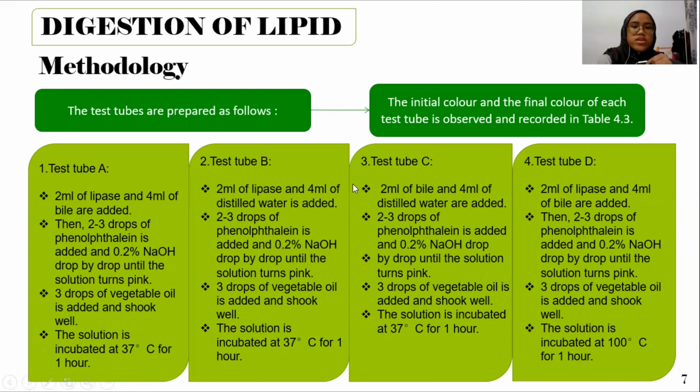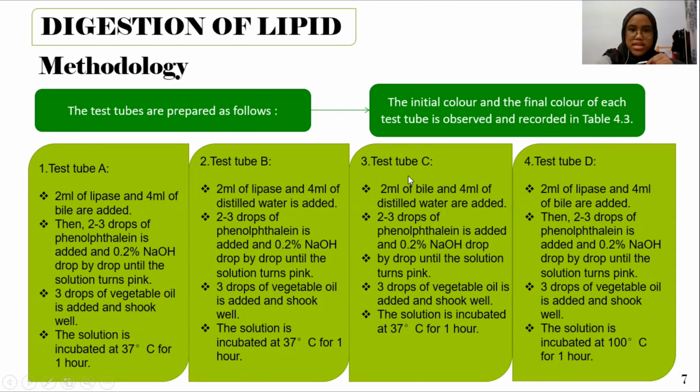Next, for test tube B, 2 ml of lipase and 4 ml of distilled water are added, 2 or 3 drops of phenolphthalein are added, and 0.2% sodium hydroxide drop by drop until the solution turns pink. 3 drops of vegetable oil are added and shaken well. The solution is incubated at 37 degrees Celsius for 1 hour.